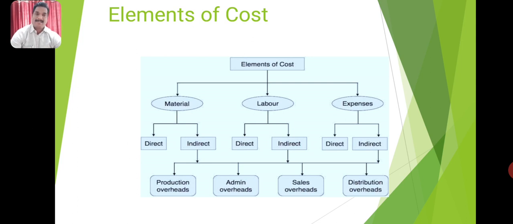So material is direct material and indirect material. Labor is there as direct labor and indirect labor. And expenses is also there as direct expenses and indirect expenses. Then you can see that all the indirect expenses, that is indirect material plus indirect labor plus indirect expenses, constitute different types like production overheads, administration overheads, sales overheads, and distribution overheads.